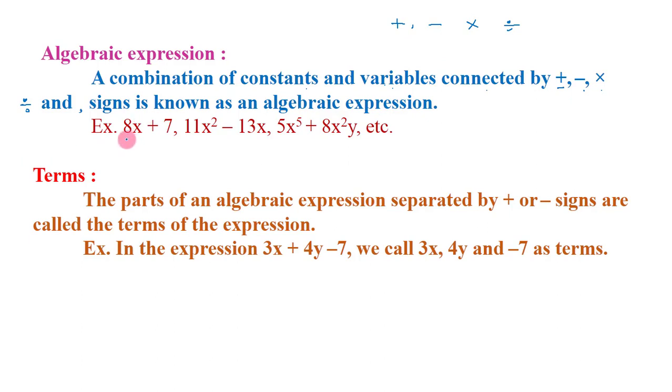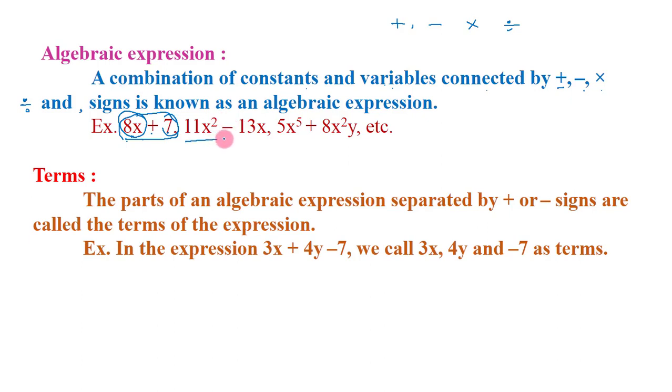Let us observe the examples. 8x plus 7 is a combination of a constant and a variable. Here 7 is a constant and 8x is considered a variable, because x is a variable and 8x is a multiple of x. As we don't know the value of x, we don't know the value of 8x either, so 8x is a variable. A combination of variable and constant by using addition is an algebraic expression.